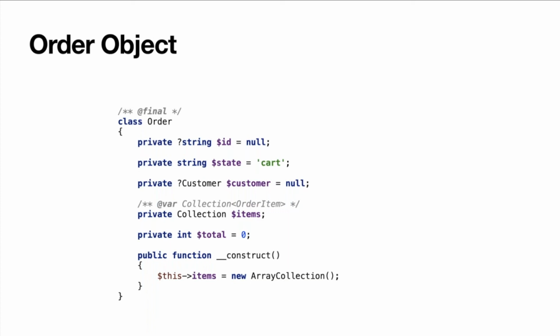We have an identifier, we have a state, we store a customer, we have multiple items that we store, so we have it as a collection, and we store a total. In our constructor, we always need to create new array collections. I just dealt with a Doctrine issue yesterday where somebody didn't, and it messed up a lot of their stuff. So pro tip, always use collections internally.